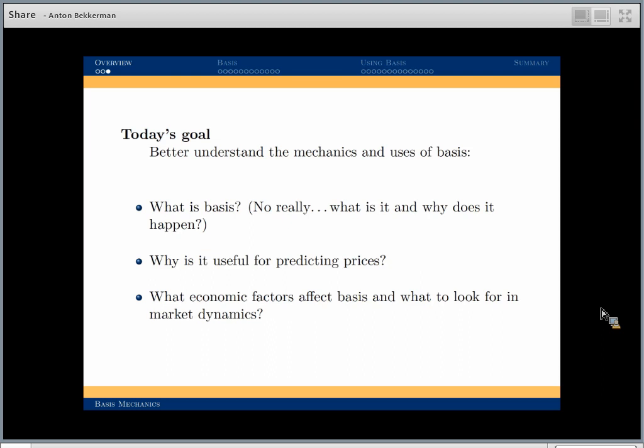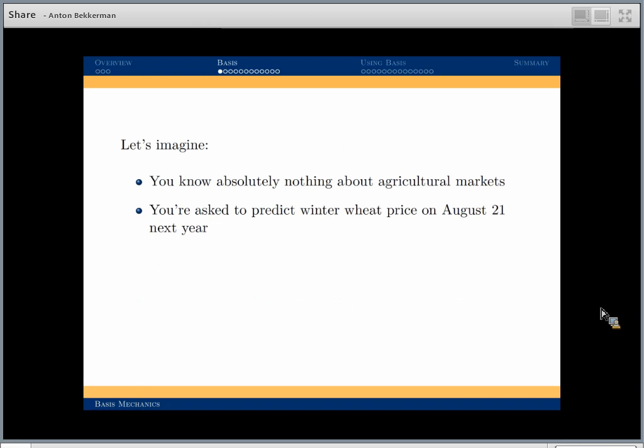We're also going to talk about some of the applications of basis. In my world and in my research, one of the more useful applications of basis is predicting prices, and we'll talk about why basis is perhaps a better predictor of prices than any other instrument out there. And then the last thing we'll talk about is what the economic factors are that impact basis. What can we look for in market dynamics, and what can we learn from market news coming out that could help us better understand how our prediction of future prices might be affected? So three goals today, and we're going to go through each one of them in turn.